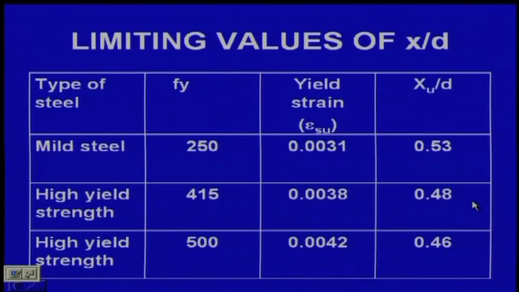XU by D: 0.53, 0.48, 0.46. So, from that equation we can get 0.53, 0.48, 0.46. So, again you please note this value 0.46, XU by D limiting value 0.46 when Fe415 is used.